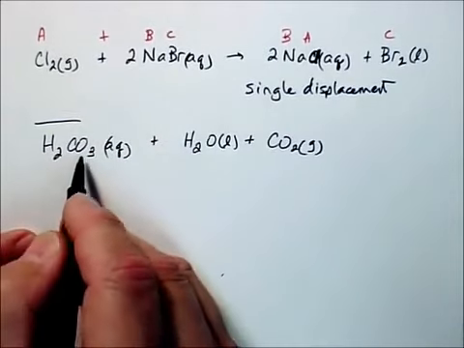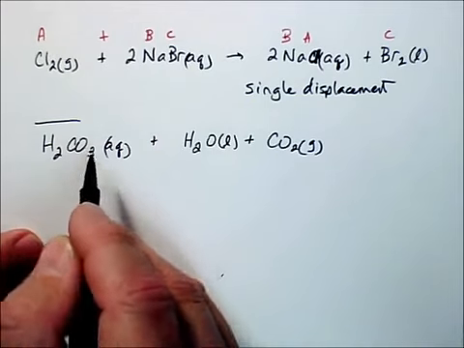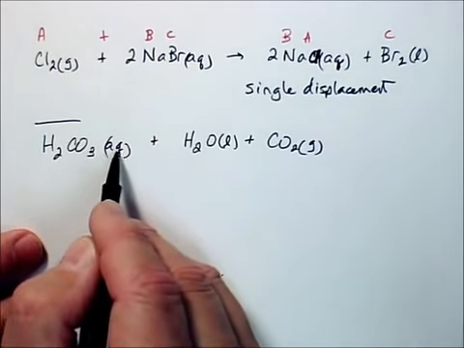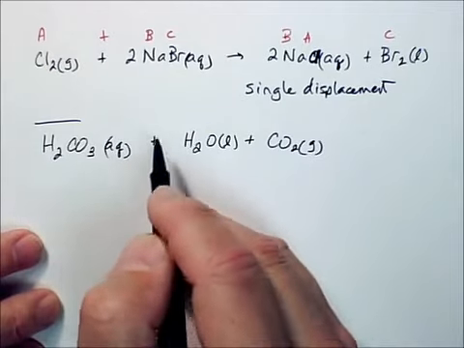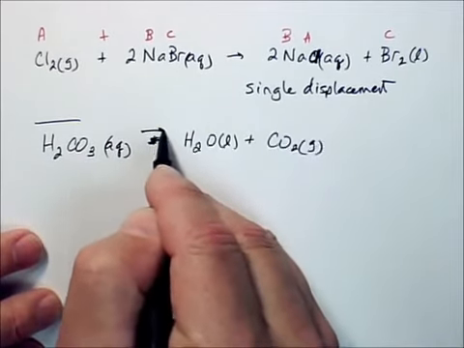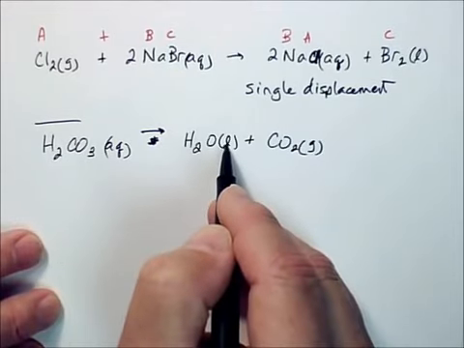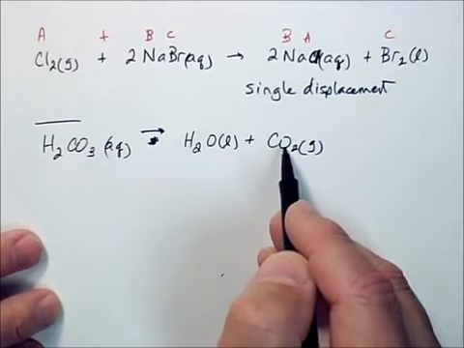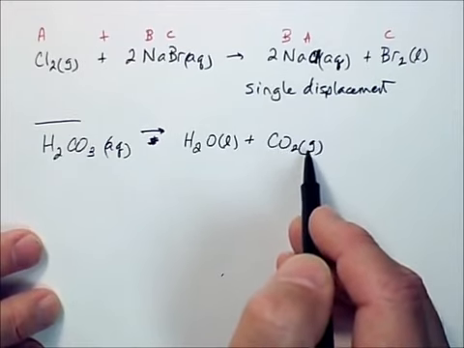All right, so this is H2CO3, with the symbol AQ for aqueous. Plus, I'm sorry, this should be an arrow here. H2O with an L, so that's a liquid. CO2, G for gas.